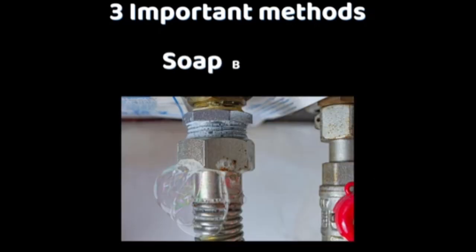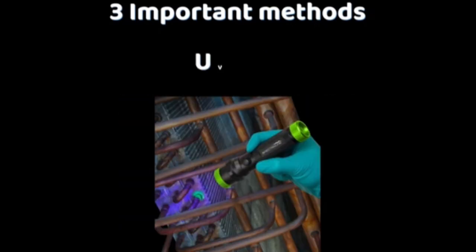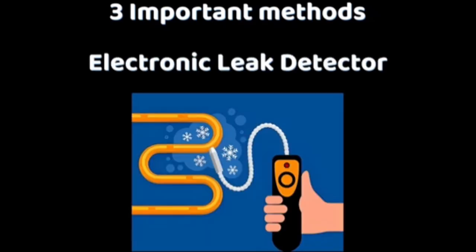We can know how to find a refrigerant leak. There are three important methods for finding a refrigerant leak: using soap bubbles, using ultraviolet dye, and using an electronic leak detector.